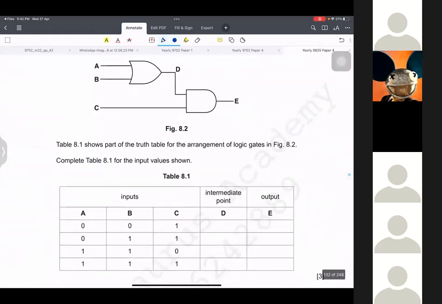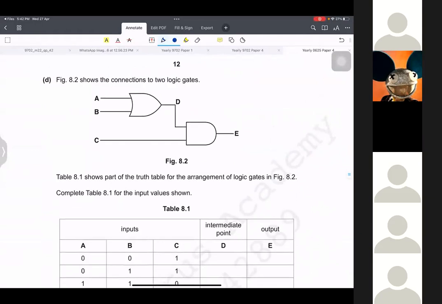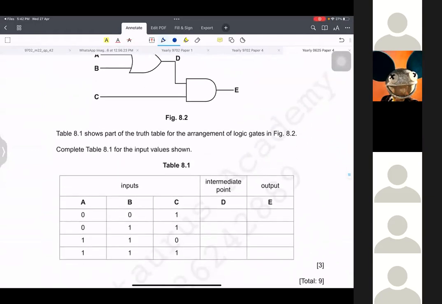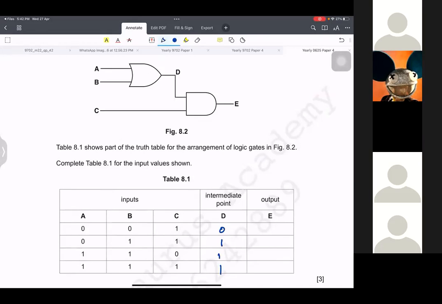And now this question. D is the intermediate point. So A and B is an OR gate. A or B, if it is 0 and 0, it will give you 0. If it is 0 and 1, it will give you 1, and 1 and 1 gives 1, because this is an OR gate. Now C and D are an AND gate. So 1 and 0 will be 0, 1 and 1 will be 1. So 0, 1, 0, 1 should be the answers to this, right?